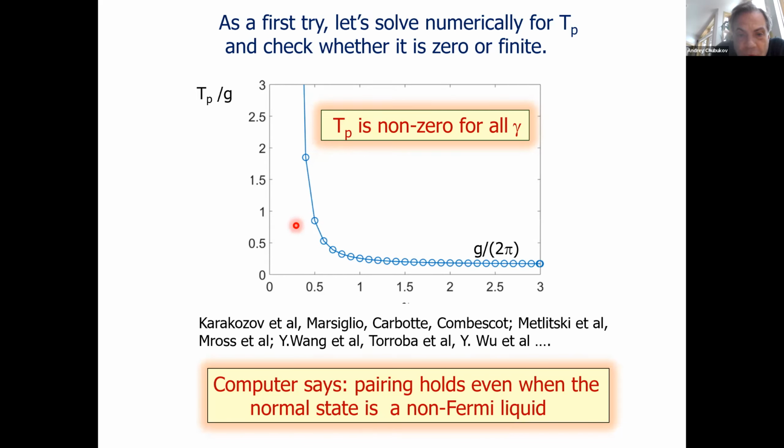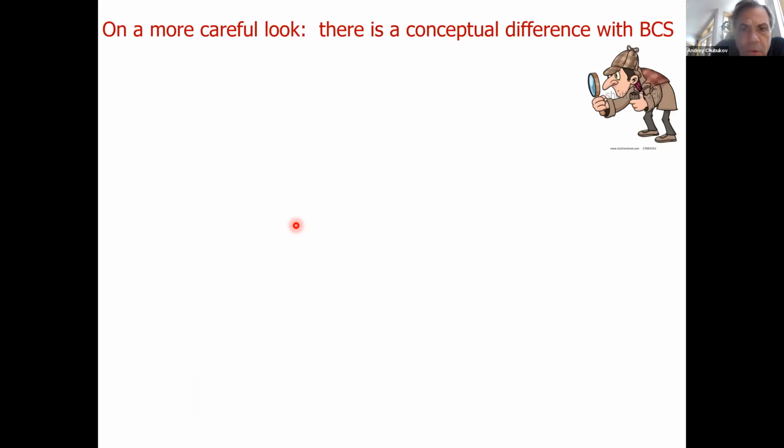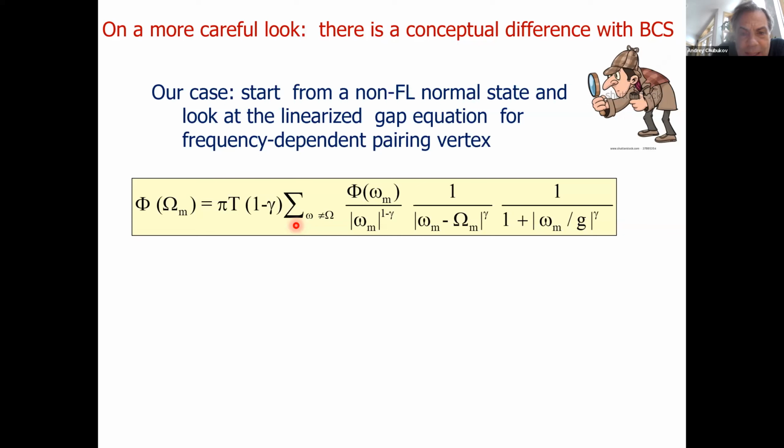So if you view it at face value, you can say, yeah, it doesn't matter whether it was a Fermi liquid or non-Fermi liquid. We go below a particular temperature, and there is an instability. But if we look a little more carefully through a magnifying glass, we find that this pairing is conceptually different from BCS. And in order to see this, let's look at the linearized equation for the pairing vertex. This is often called, again, the linearized gap equation. The only reason I use the pairing vertex and not the gap is that these two are proportional to each other, but in the presence of self-energy, it's better to work with the pairing vertex, which is a psi average.